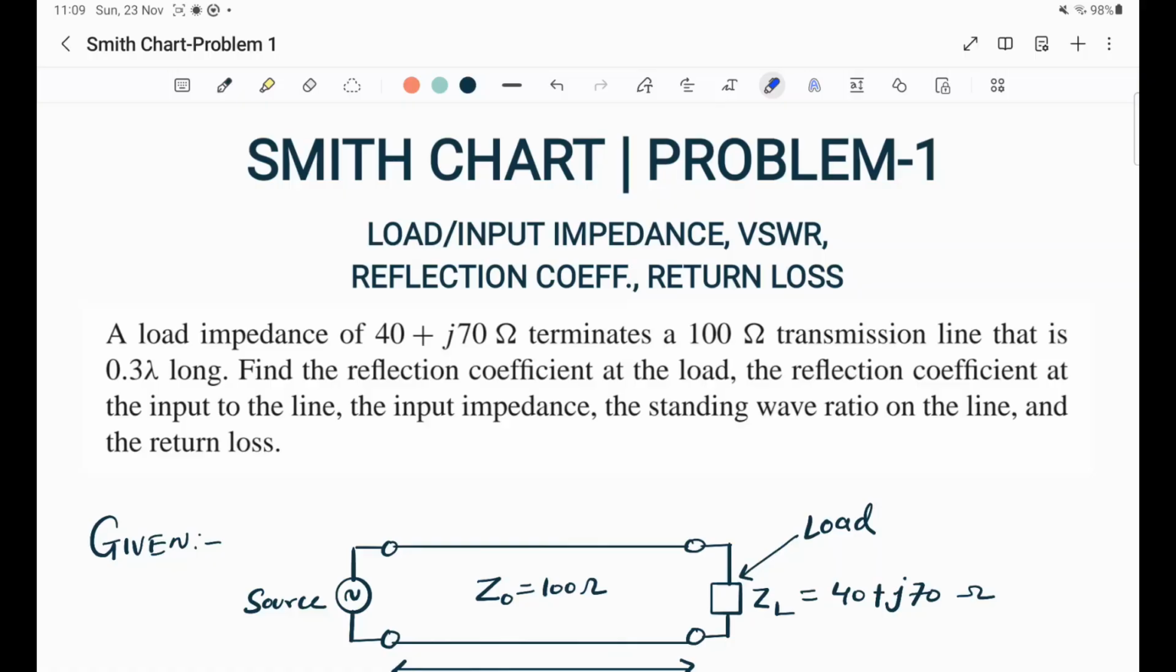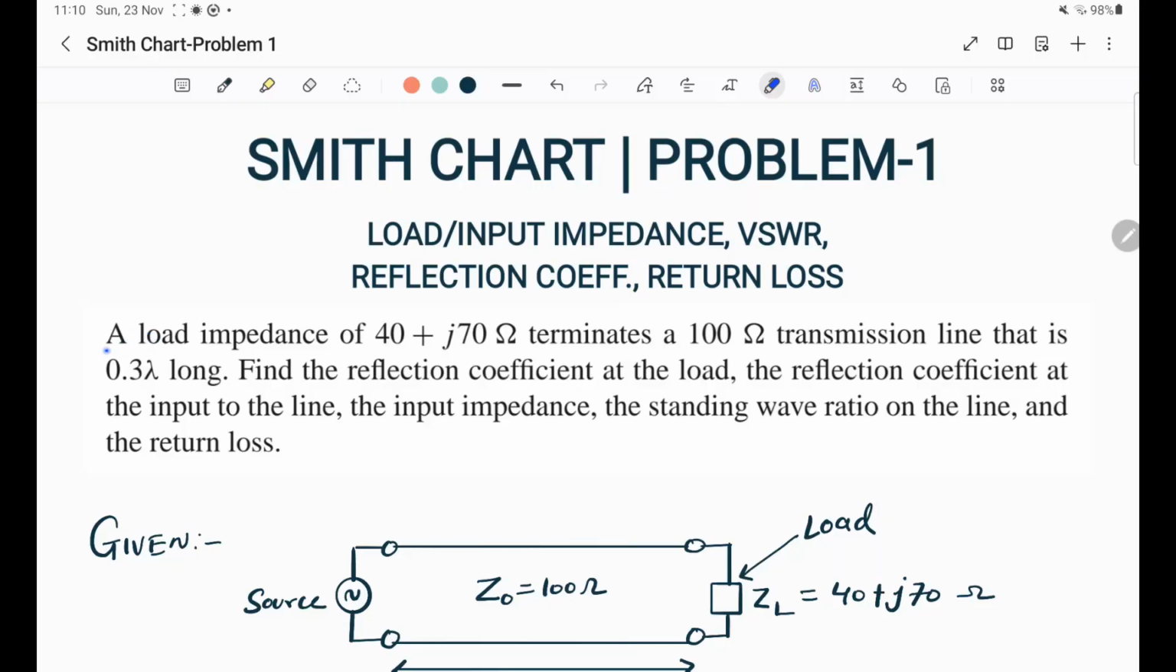We are dealing with Smith charts and this is problem number 1. In this problem we are going to see a question whose difficulty level is intermediate level. This problem is based on load impedance or input impedance, VSWR, reflection coefficient and return loss. So let's read the question out.